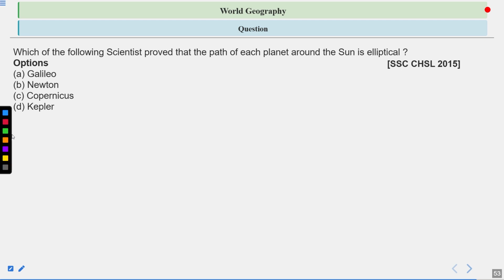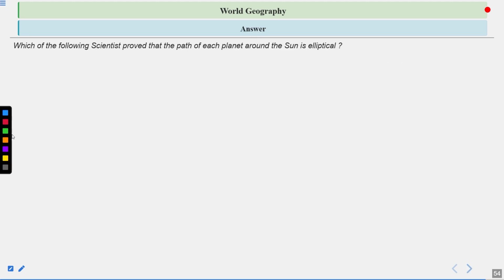Which of the following scientists proved that the path of each planet around the sun is elliptical? Options are Galileo, Newton, Copernicus, or Kepler. If we talk about the scientists and who has discovered this thing, it is Kepler.